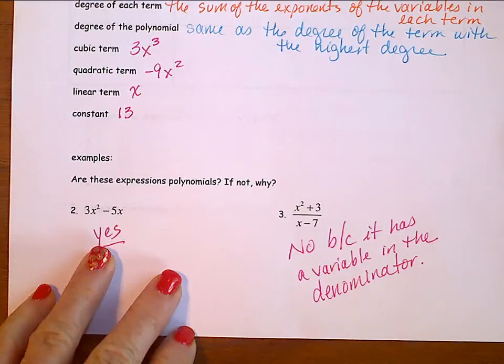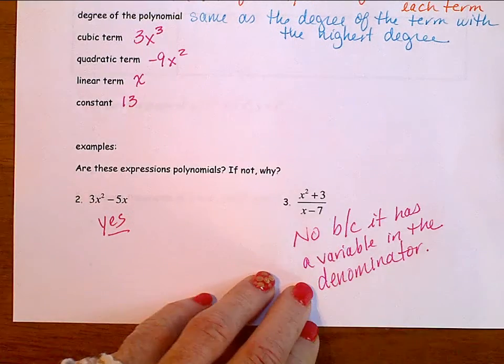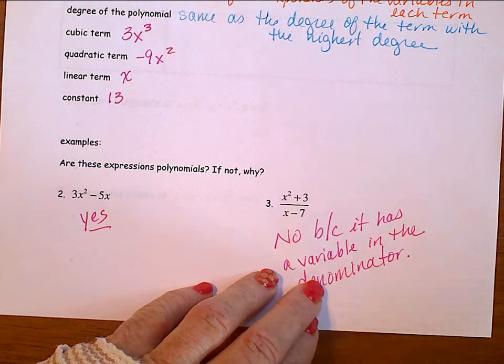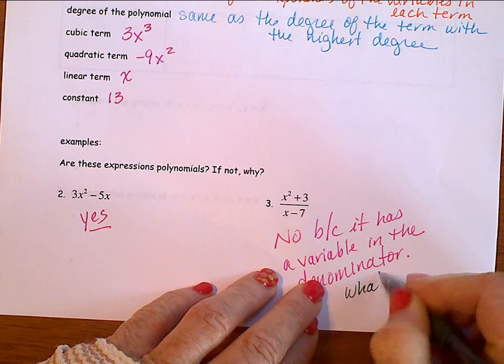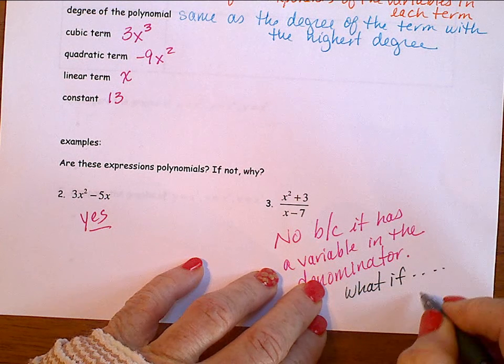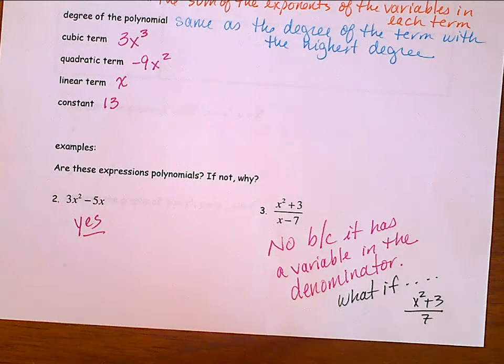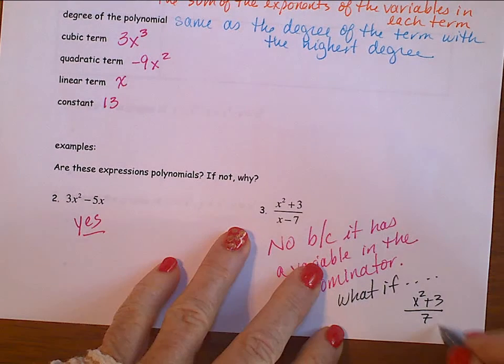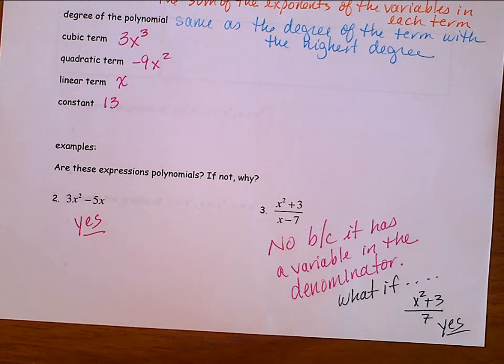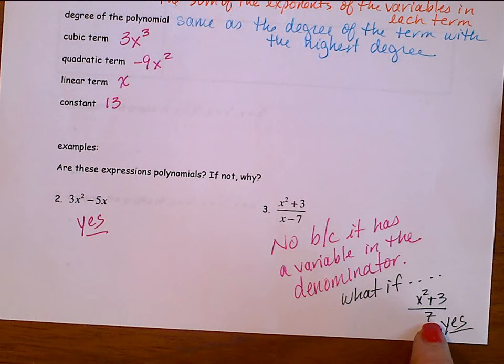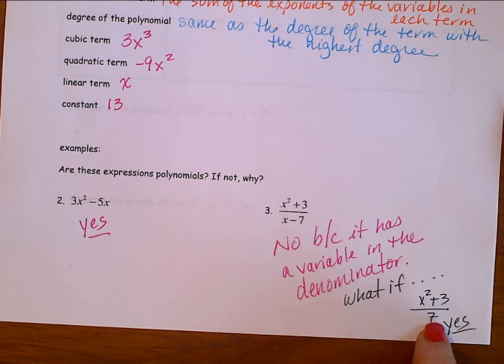Okay, but what if I had something like this? x squared plus 3 all over 7. Is that a polynomial? Yes, it is. That is a polynomial because it's okay to have a number in the denominator, but not okay to have a fraction in the denominator.